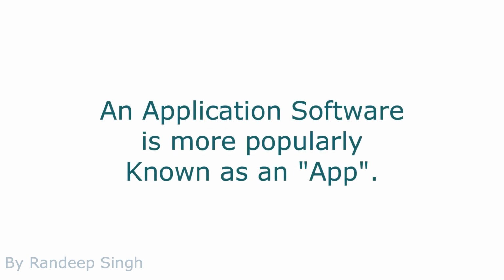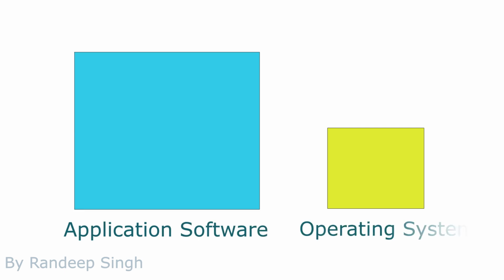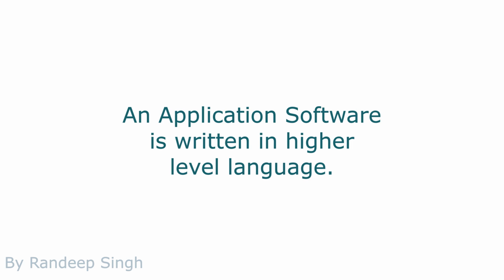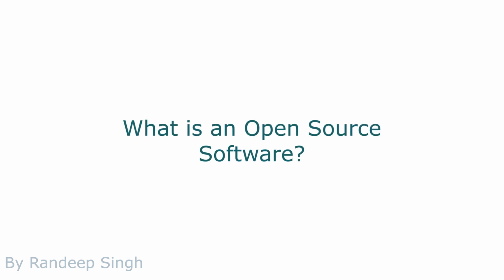An application software is more popularly known as an app. The space an application software takes on the hard disk is much more than an operating system, thus it is bigger in size. An application software is written in a higher level language. Now let us try to understand what is an open source software.